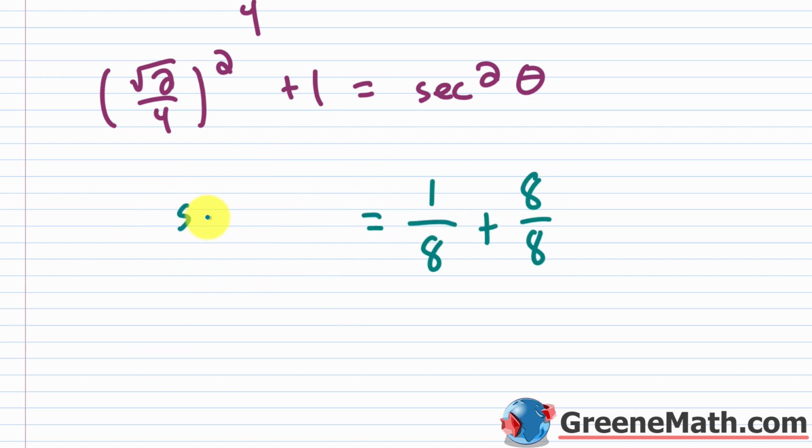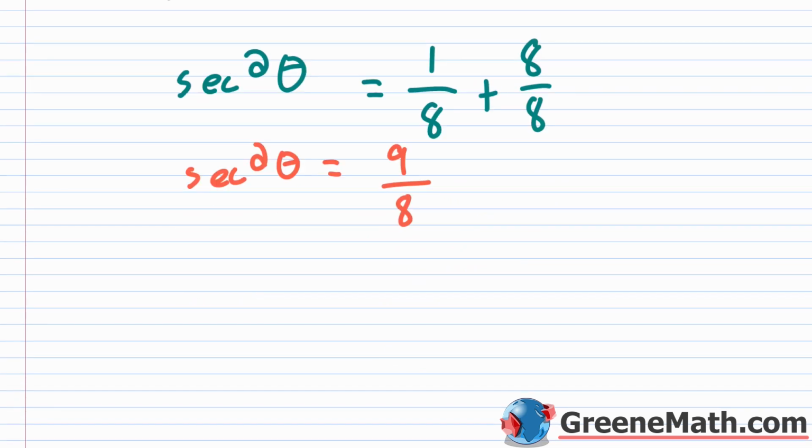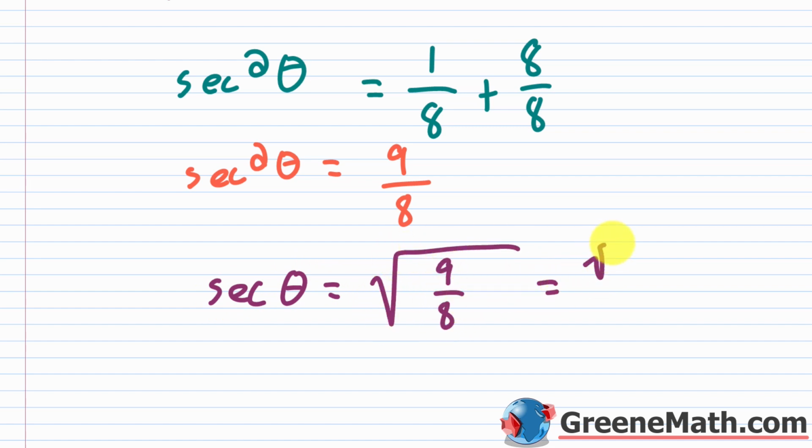We'll have our secant squared theta. So we'll just say that secant squared theta is equal to 1 plus 8 is 9 over your common denominator of 8. Now we are in quadrant 1, so when I use my square root property, I'll say the secant of theta is equal to the principal square root of 9 over 8, which is equal to the square root of 9 over the square root of 8. So the square root of 9 is 3. For the square root of 8, remember that's going to be the square root of 4, which is 2, times the square root of 2.